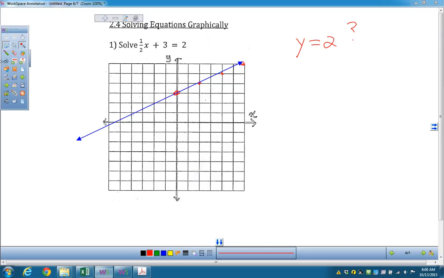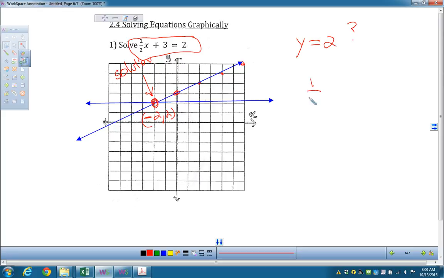It is a horizontal line that goes through 2. Okay, so if I were going to draw that line, it looks something like this. So the point where those two lines cross, right there, that's the solution to this equation. What is that point? -2, 2. So where do they cross? When x equals -2.